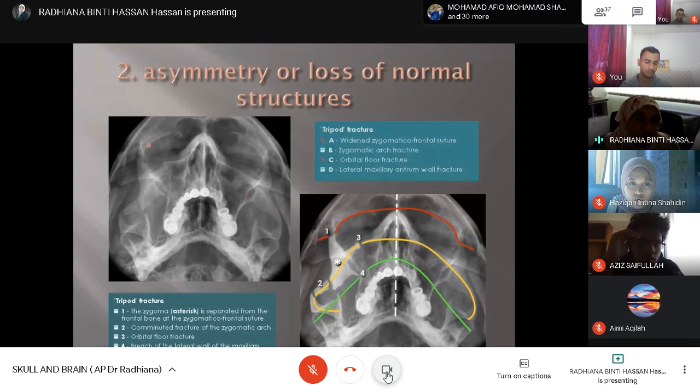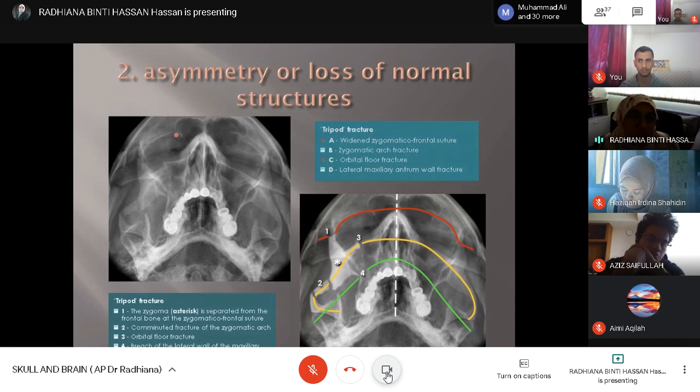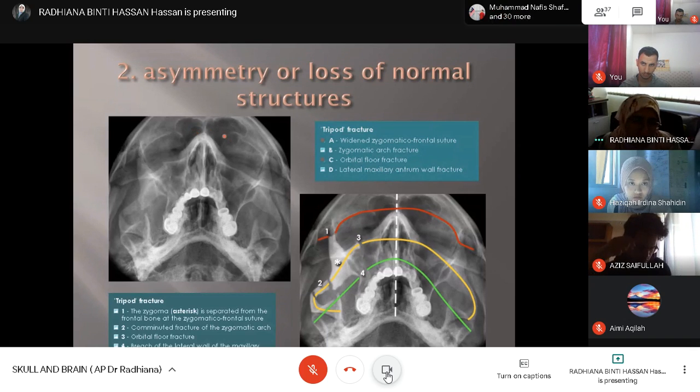So then you start to follow the outline of the orbit. So you see there is no step, it's continuous. And then you start to see the frontal sinus. Frontal sinus, both sides, you see the lucency is almost the same, no fluid level. So generally this is also normal. And you follow the superior orbital rim on the other side and going to the fronto-zygomatic sutures on the other side. Next you'll follow the zygomatic arch.